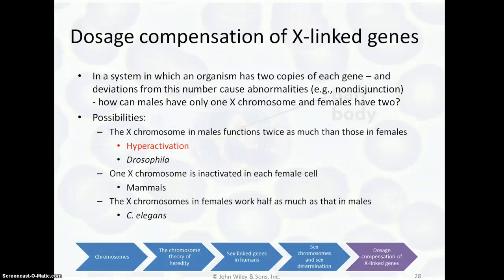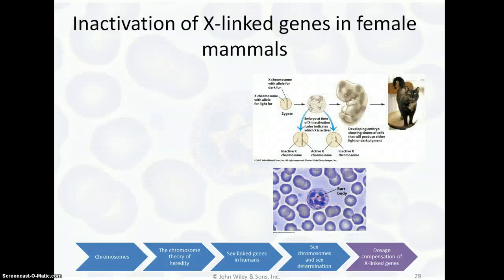There are 3 possibilities, all of which we see in nature. Either the X chromosome in males functions twice as hard as those in females. We call that hyperactivation, and we see this in Drosophila. Another example, which we see in mammals, is that one X chromosome is inactivated in each female cell, and we're going to get back to that in a second. Or the X chromosomes in females can only work half as much as they do in males, and we see this in the roundworm C. elegans. But let's talk about the X chromosome inactivation that we see in mammals.